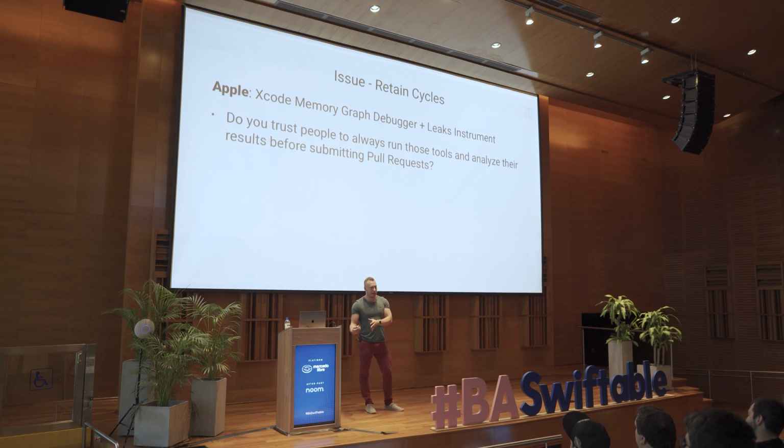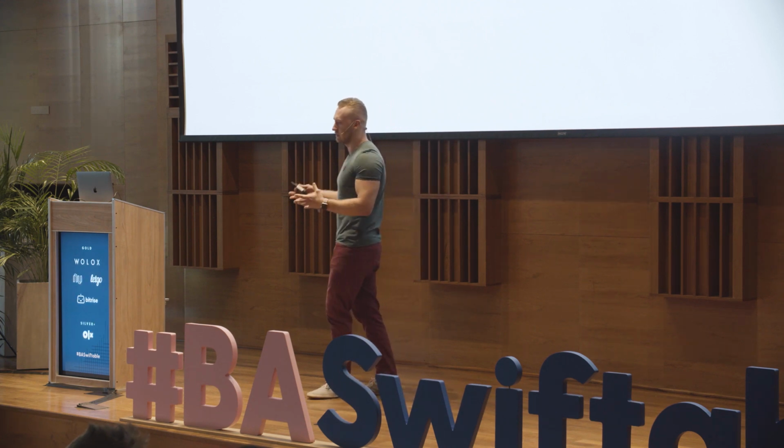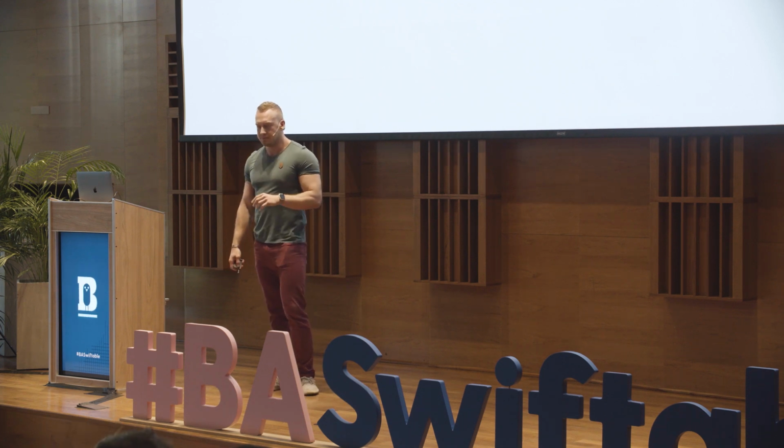That is a little too late. For example, the memory graph debugger works great for object retain cycles. So if you have one object retain another object and then it retains the other one, right? You have the cycle. That shows up great in the memory graph debugger. But when you have closures, that doesn't really work that well, because closures are not displayed as clearly. It's a little more complicated due to how the memory access works.